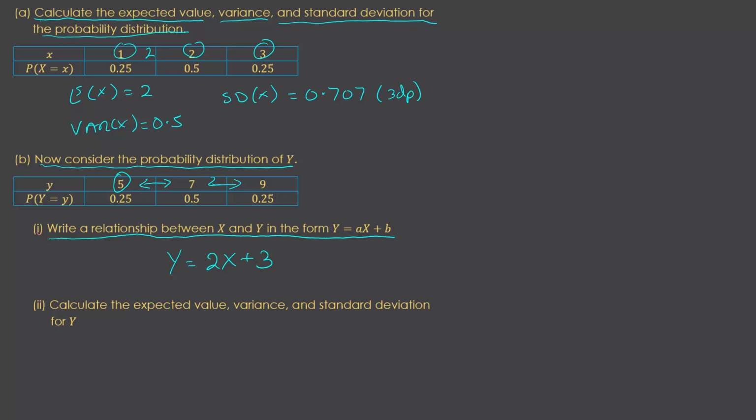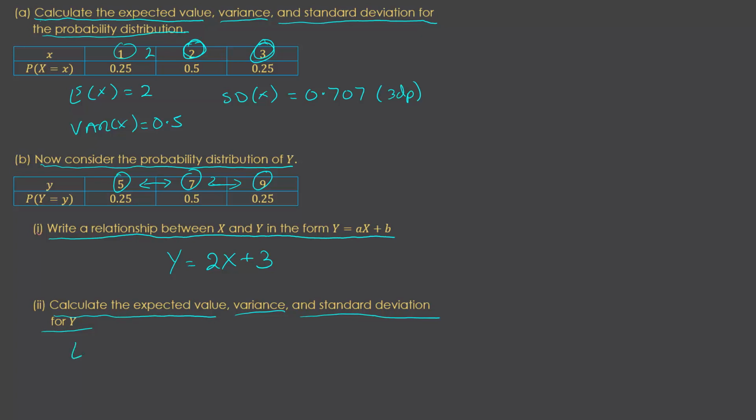Let's just check that works. 2 times 2 is 4, add 3 is 7. 2 times 3 is 6, add 3 is 9. So y equals 2x plus 3. And we now want to calculate the expected value, variance and standard deviation for y.